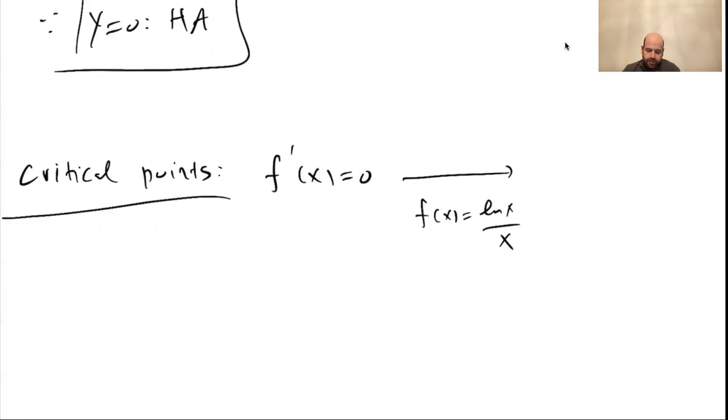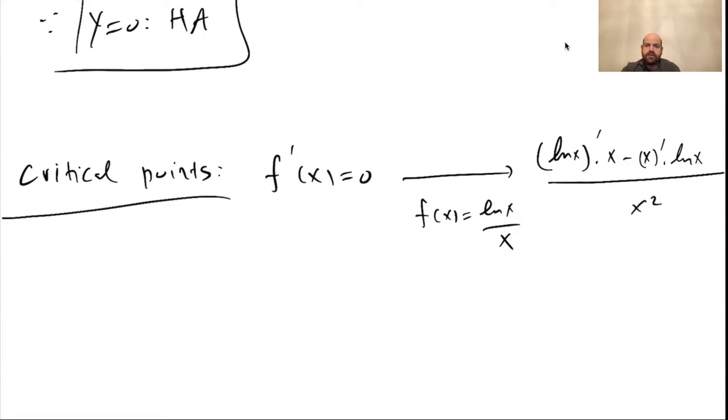So here it will be the derivative of ln x times x, minus the derivative of x times ln x, divided by x squared, equals 0. So the derivative of ln x is 1 over x, 1 over x times x, minus the derivative of x is 1, 1 times ln x, divided by x squared equals 0. So that gives 1 minus ln x divided by x squared equals 0.